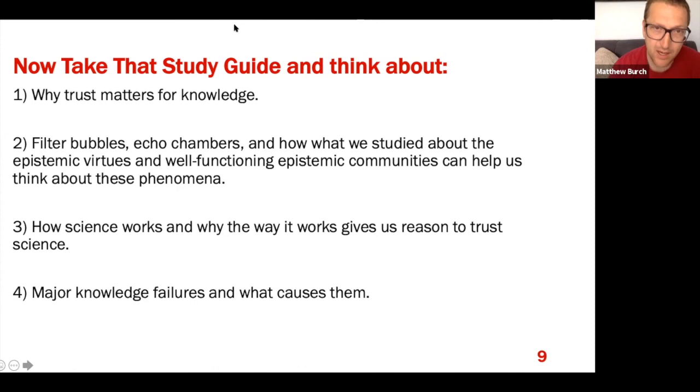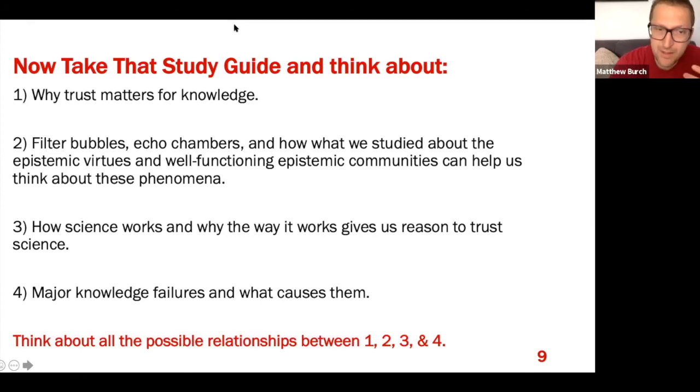And finally, I want you to think about major failures of knowledge, both on an individual basis and on a collective basis, and what the causes of those failures are. That's something that we also talked about quite a bit in the course of the term. And finally, I want you to think about all the possible relationships between these four areas. And that's very important, right?